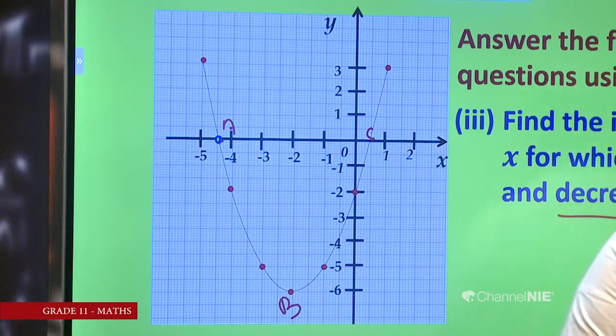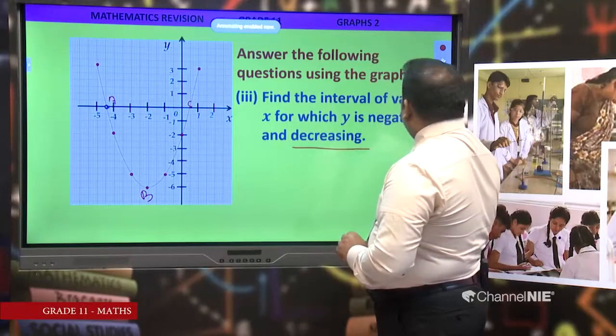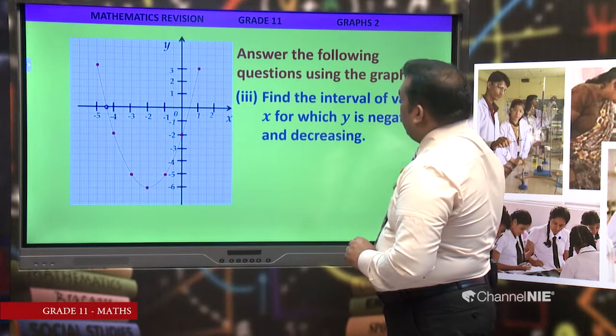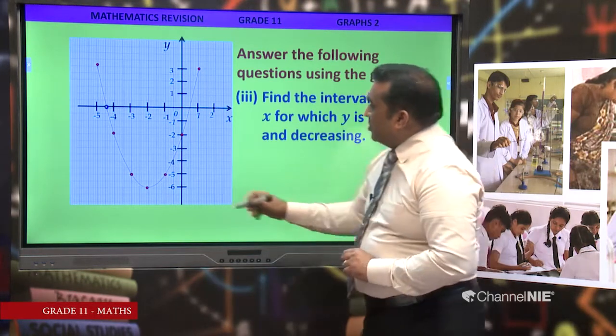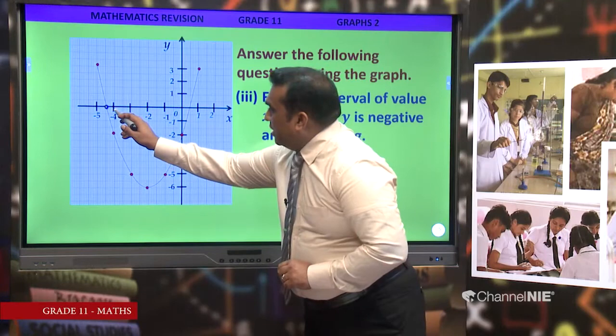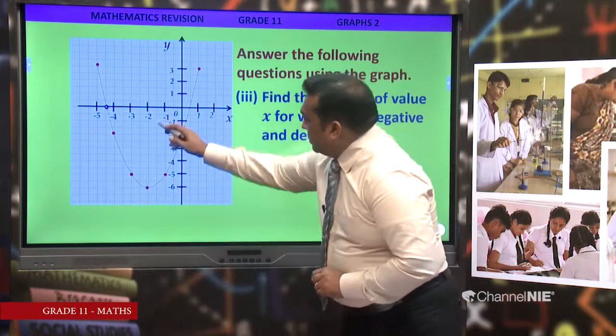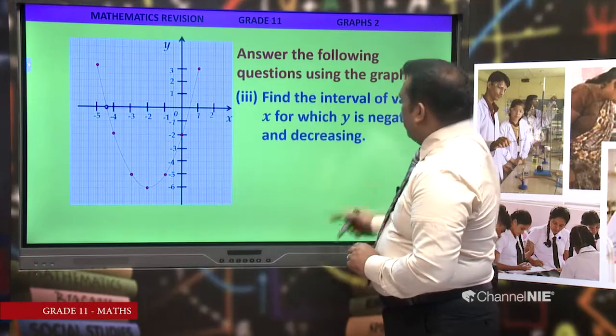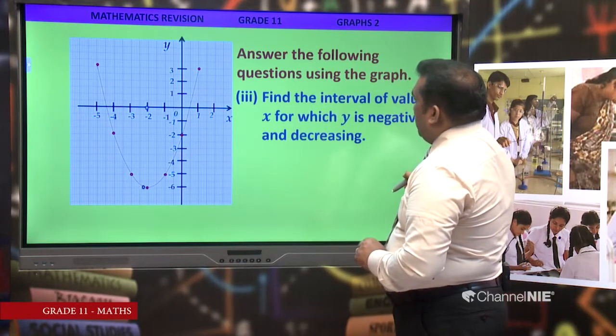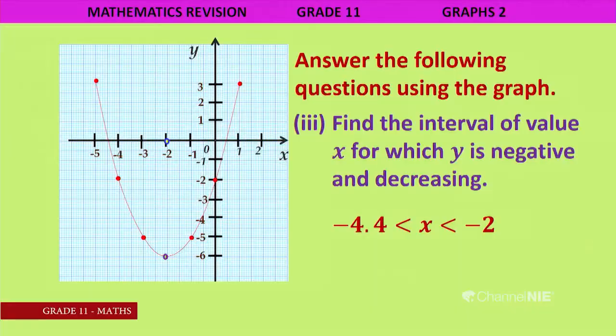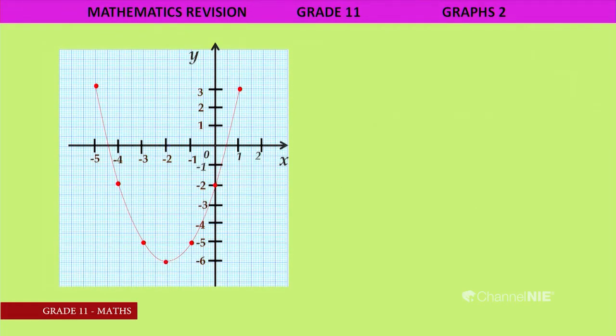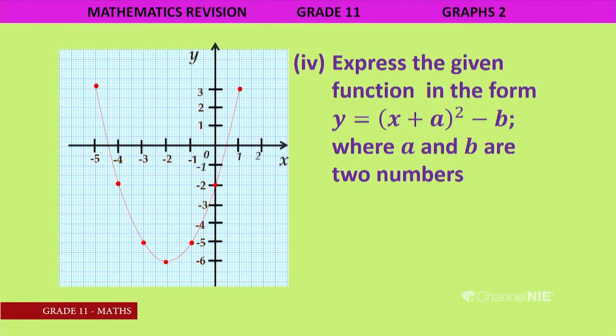Piecewise functions. Okay. Now, how to find out the range? Here you can see -4.4 to here directly -2. This is the range. -2 here, -4.4. Right?